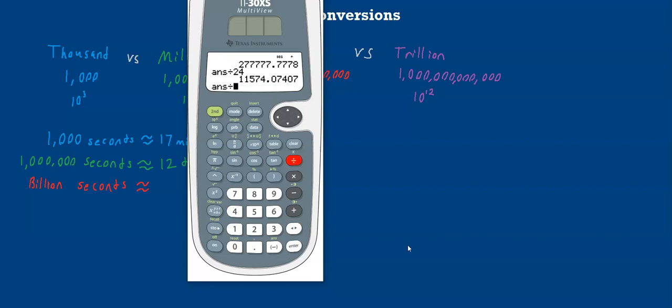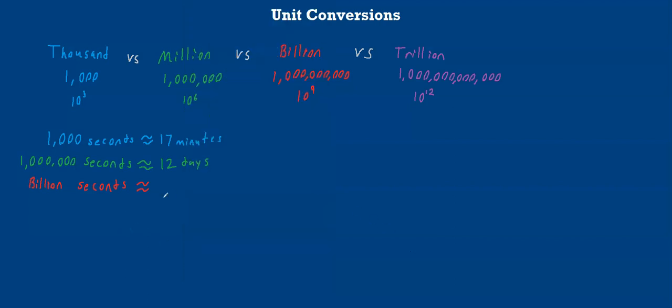And so I'm going to divide that by 365 days in a year. And we get almost 32 years to count to a billion seconds. And so to put that in perspective for you, if you haven't been alive for 32 years, then you haven't been alive for a billion seconds yet. And so what about, then, a trillion seconds? How long would it take to count to a trillion if you counted 1 every second?